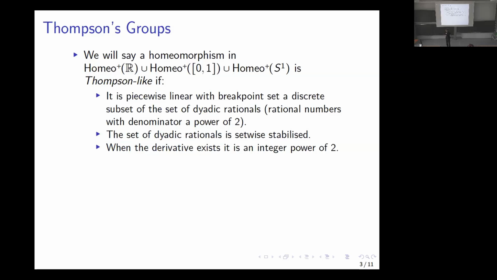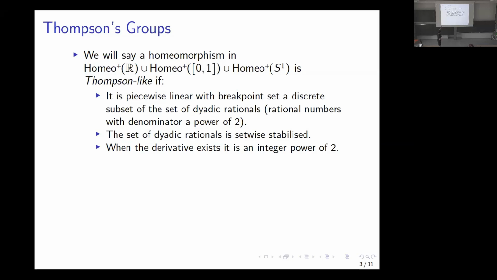So the narrative is Thompson's groups are really useful, just like a hammer for constructing-examples type problems. We use Thompson's group a lot, so for that reason, I'm going to define Thompson-like, and it's going to make sense for homeomorphisms of the reals, the unit interval, or the circle. S1 is the circle. My circle has circumference 1.